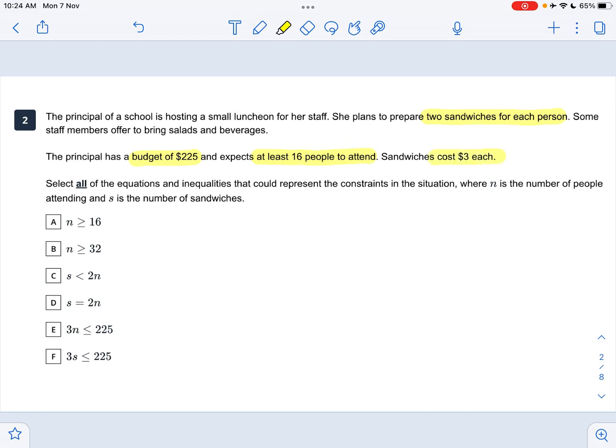Sandwiches cost $3. Select all of the equations and inequalities that could represent the constraints of the situation, where n is the number of people attending and s is the number of sandwiches.